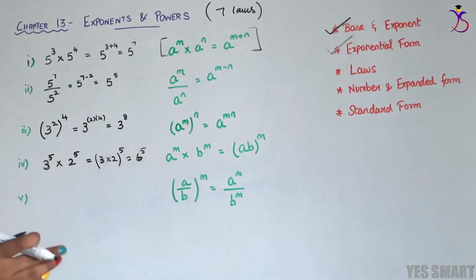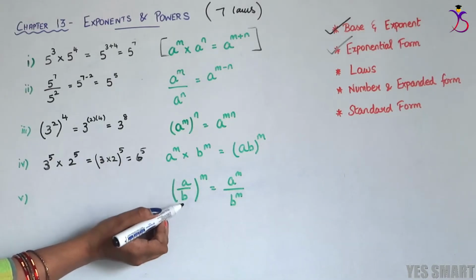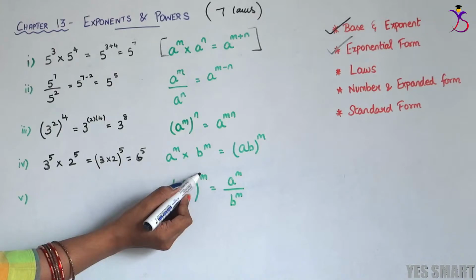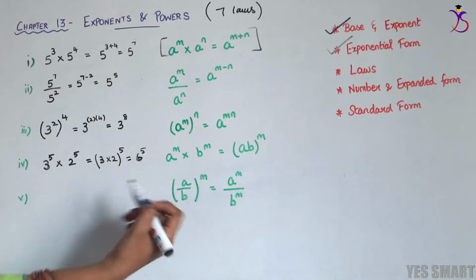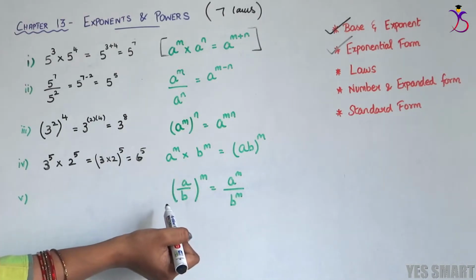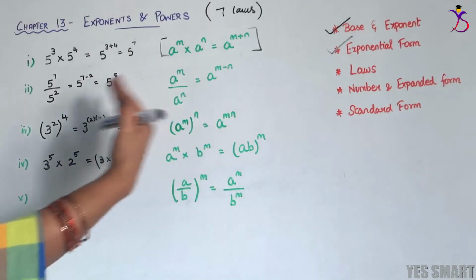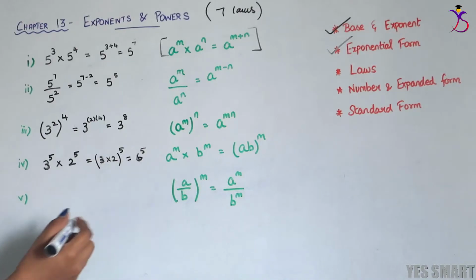Now moving on to the fifth law, that is when the whole fraction has a power. (a by b) the whole power m. This power is applicable to the numerator as well as to the denominator. Therefore, it is equal to a power m by b power m. So in all these laws, it is not like only LHS is equal to RHS. If the question is in RHS, we can substitute and solve by LHS as well. For example, if in the question we have a power m by b power m, we can rewrite it as (a by b) the whole power m. So in both directions it is true.